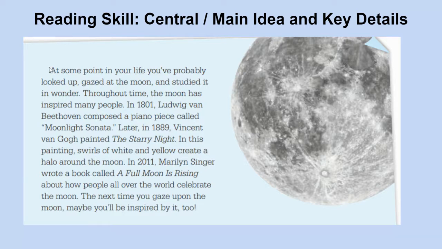At some point in your life, you've probably looked up, gazed at the moon, and studied it in wonder. Throughout time, the moon has inspired many people. In 1801, Ludwig van Beethoven composed a piano piece called Moonlight Sonata. Later, in 1889, Vincent van Gogh painted The Starry Night. In this painting, swirls of white and yellow create a halo around the moon. In 2011, Marilyn Singer wrote a book called A Full Moon is Rising about how people all over the world celebrate the moon. The next time you gaze upon the moon, maybe you'll be inspired by it too.